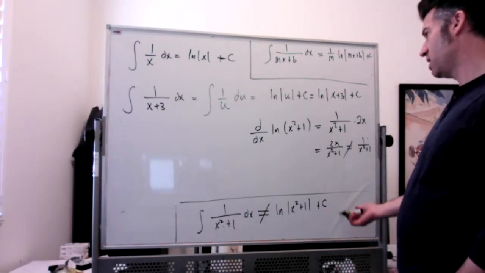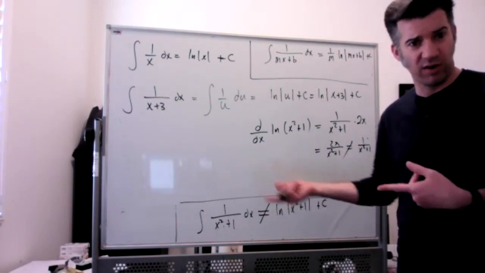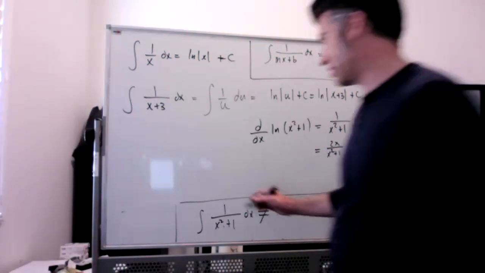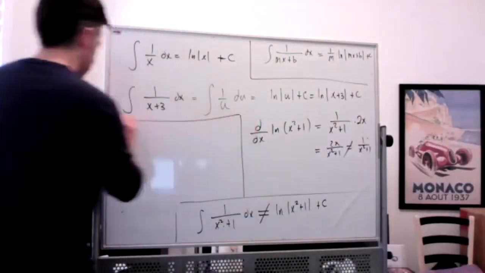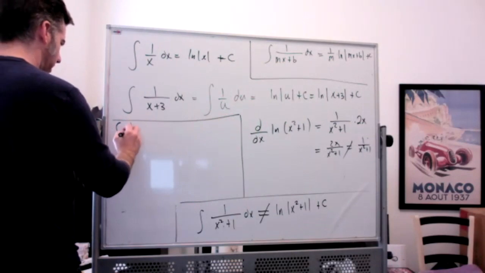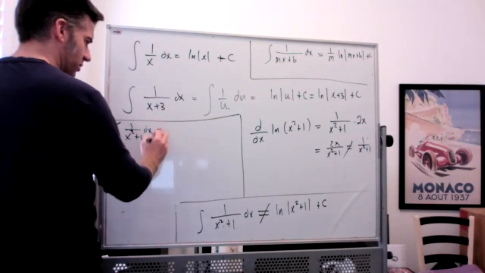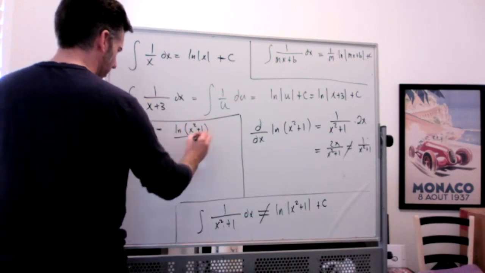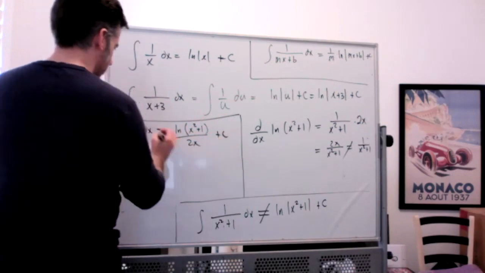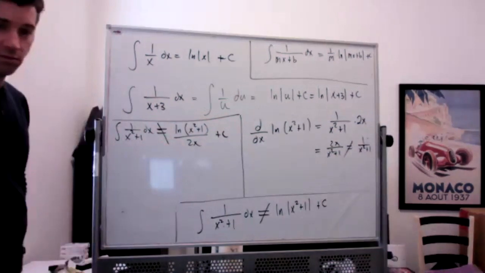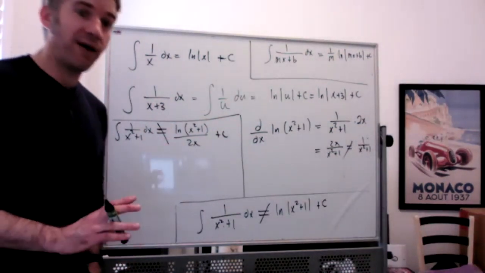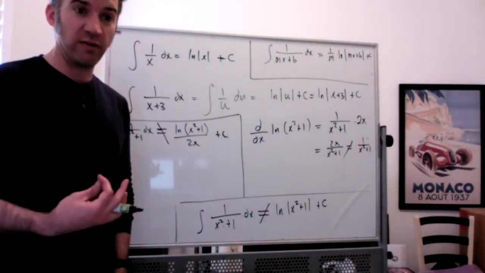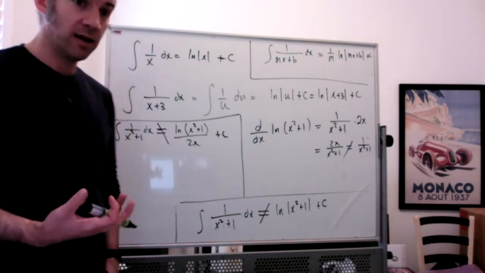You can't say, okay, well, James, you said before we divide by the derivative, so can we do that here? Can we say that the integral of 1 over x squared plus 1 is equal to the natural log of x squared plus 1 divided by 2x? That's a definite no. You can only divide by the derivative of the thing if the derivative of the thing is a constant.